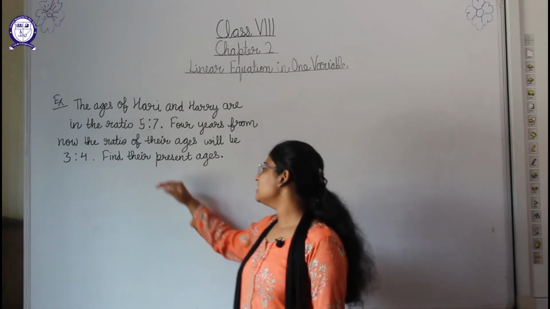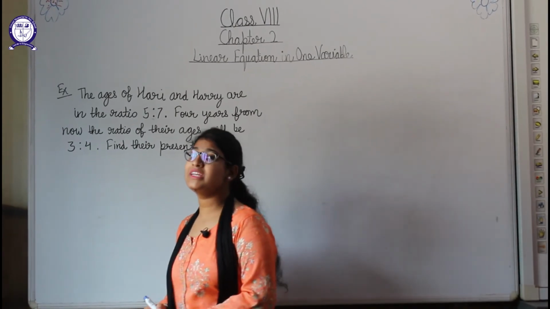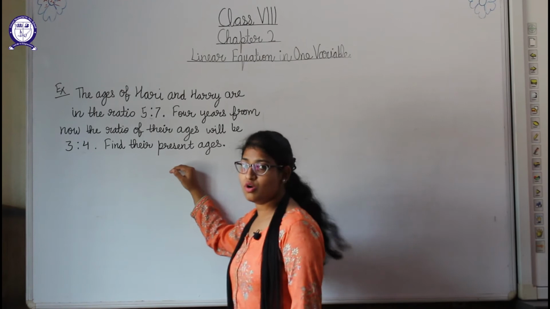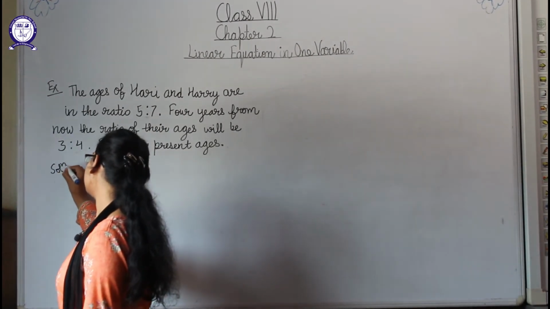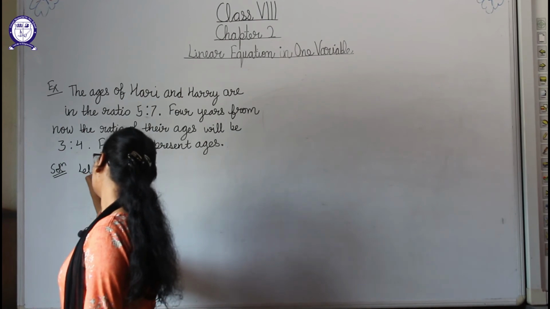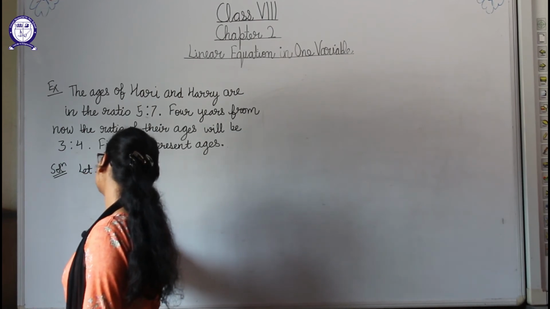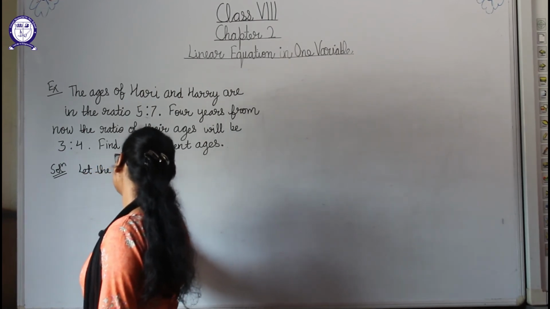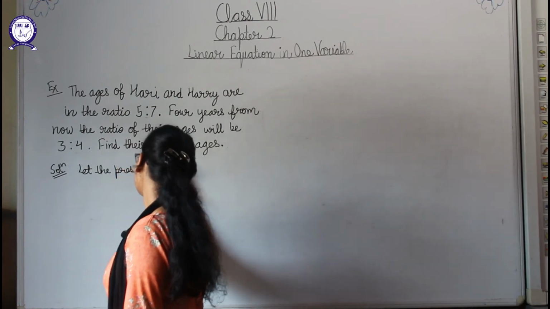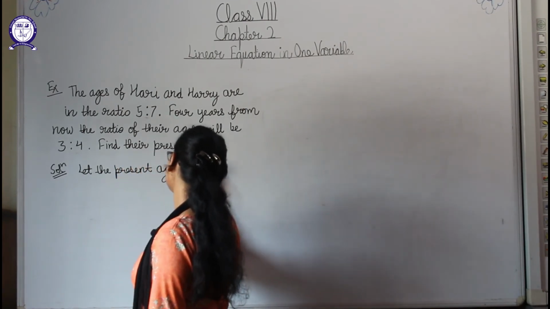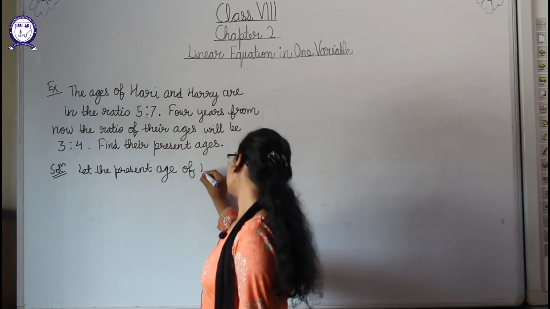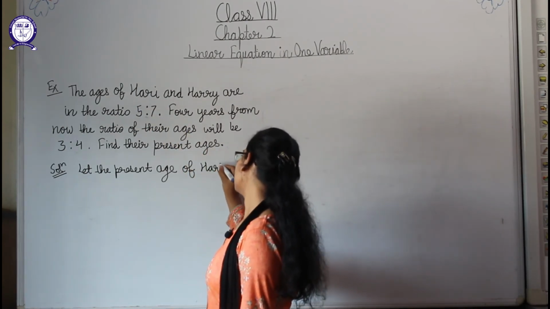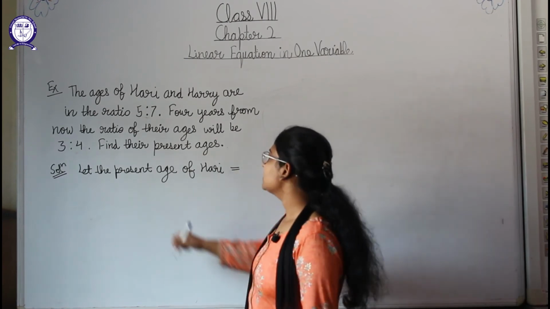So students, in this type of question, what we do, we let the present ages always. Okay, so the solution for this will be, let the present age of, the first name is Hari, so we will write the present age of Hari equals to, what is the present age?